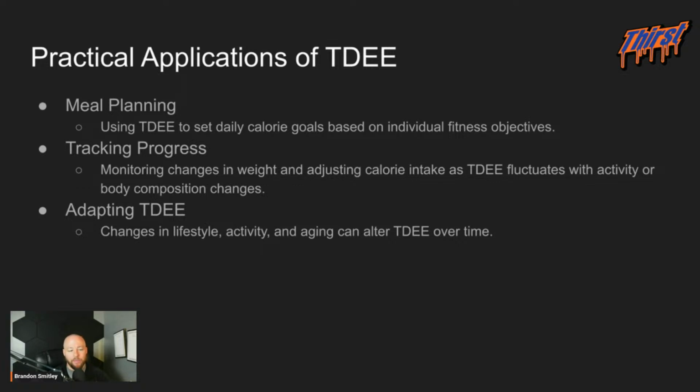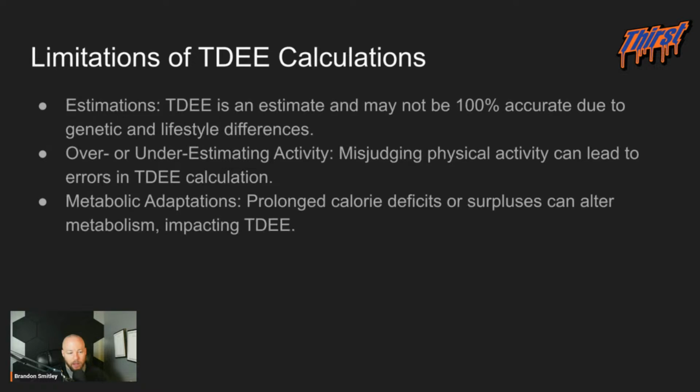And then you want to adapt, because your total daily energy is going to be adapting. So changes in your lifestyle, your activity, and aging can also alter that. So, if you go from working a physically active job to a sedentary job, you're going to want to recalculate or refigure out what kind of food you're eating, because if you continue to eat like you were when you had a physically active job and now you have a sedentary job, chances are you're probably going to gain weight because you were just so physically active. And again, we talked about that NEAT equation. So that's where that kind of comes into play.